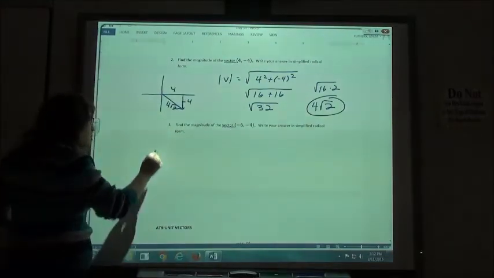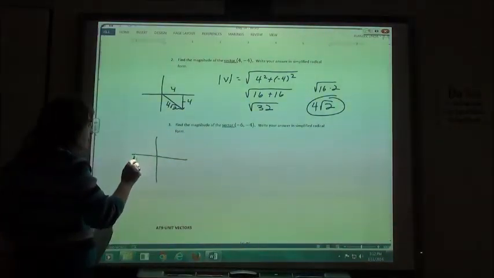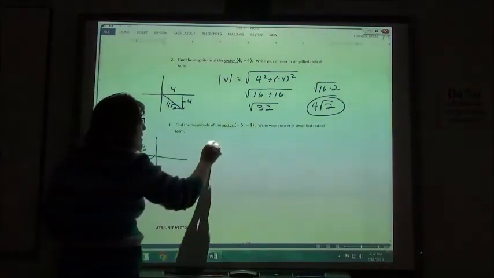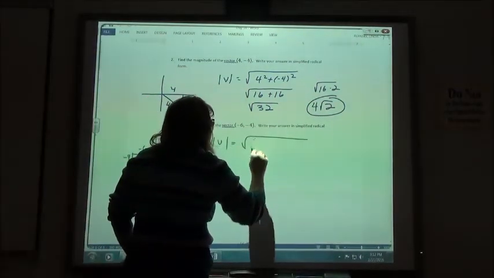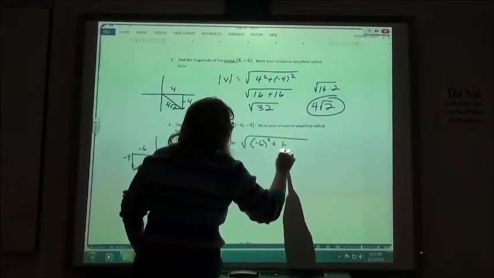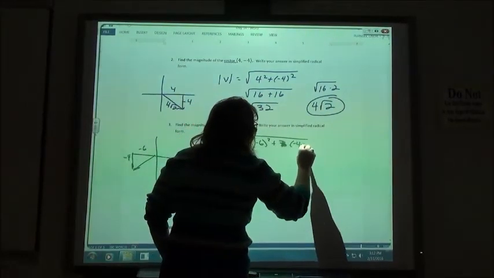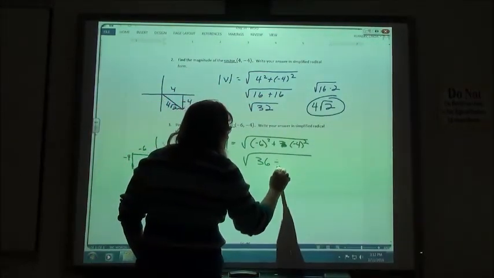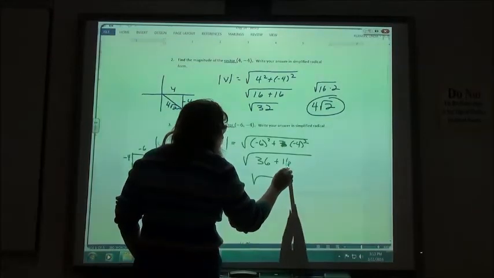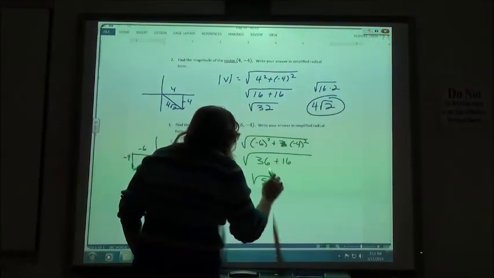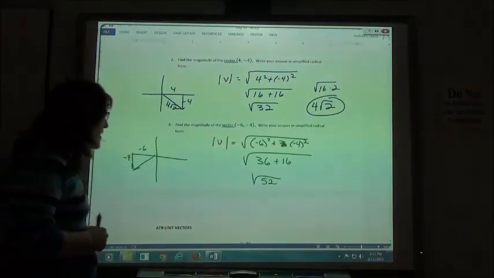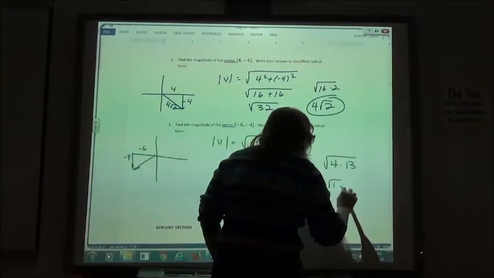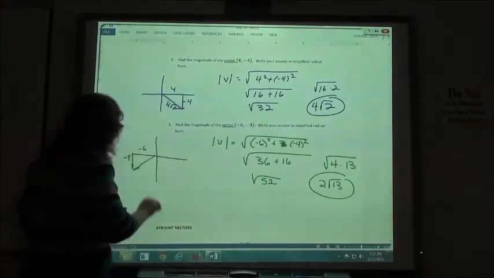Number 3, this one is going negative 6, negative 4. So negative 6, negative 4 means it's going down in this direction. So again, the magnitude of my vector, a squared plus b squared, with b being negative 4 squared. Negative 6 squared would be 36, negative 4 squared would be 16. If I add those together, I get 52. 52 is 4 times 13. And so I would have 2 square root of 13 for the magnitude or the size of my vector.